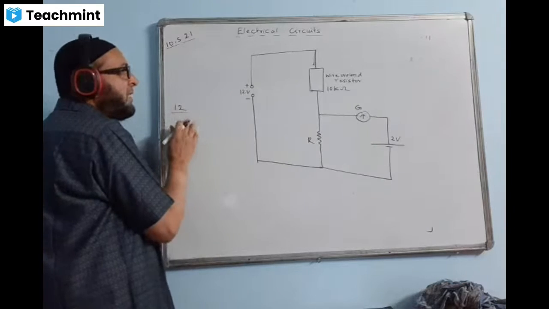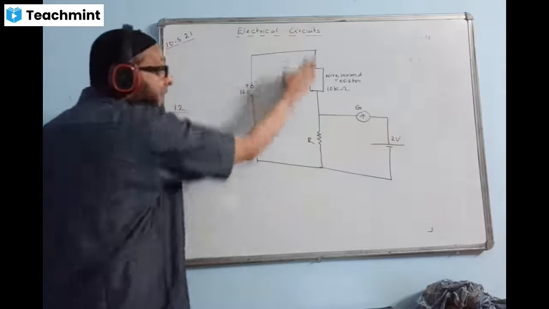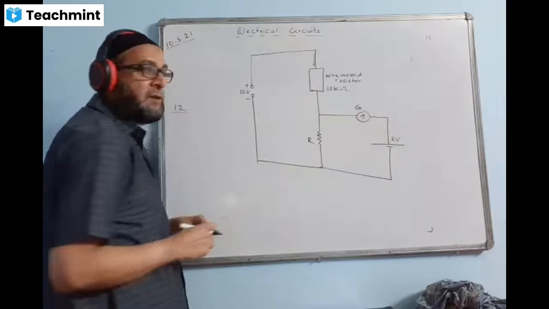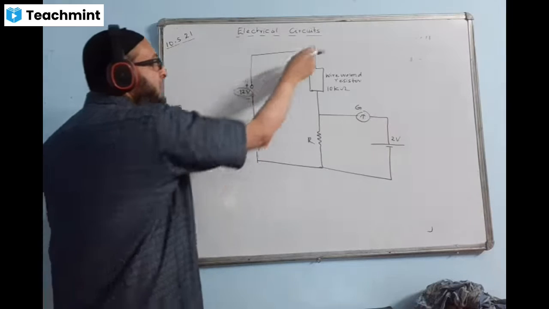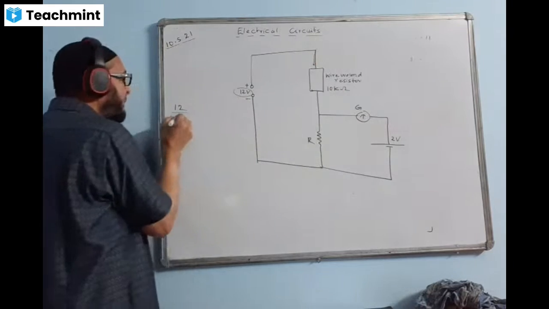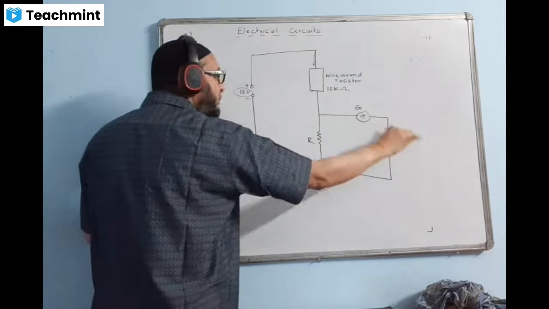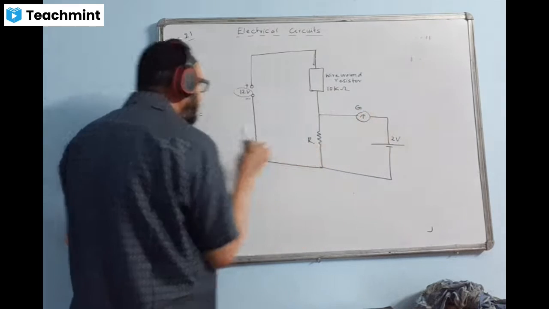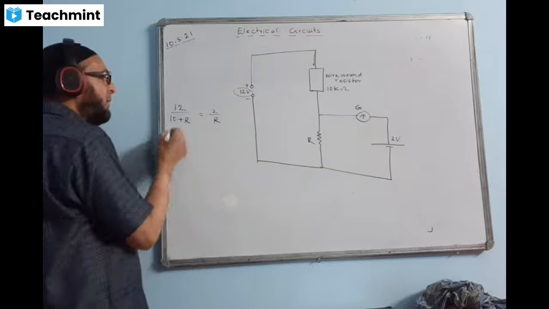12 divided by the resistance, we'll take V by R, because the current value is the same everywhere, because this one gives null deflection. What is the resistance for this 12 volt? These two are in series. The total resistance is 10 plus this. I'll write 10 plus R. For this 2 volt, what is the resistance? This is the only resistance, right? 2 divided by R.